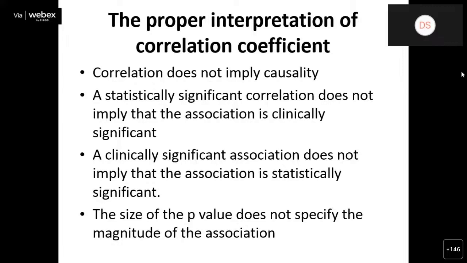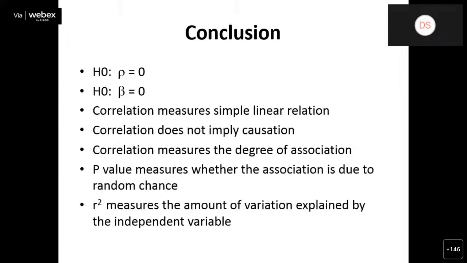When the magnitude of the association is very low, even if it is statistically significant, it is not clinically significant. On the other hand, if the value is very high and it is not statistically significant, it indicates the observed association is just due to random chance. So we have to look at the statistical significance and the clinical significance for the proper interpretation of the study. A clinically significant association does not imply that the association is statistically significant. As we all know, the size of the p-value does not specify the magnitude of the association.